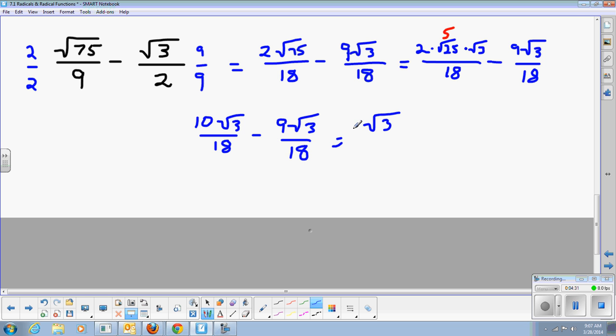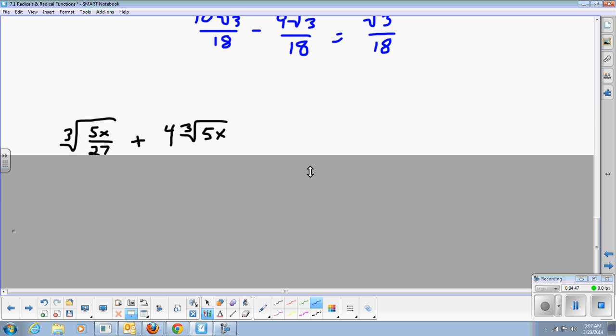And I don't have to put the 1 out here. I can just write the square root of 3. 10 minus 9 is 1. And I put that over 18. And now I have simplified that subtraction expression. And I'm done with that, and the answer being the square root of 3 over 18.